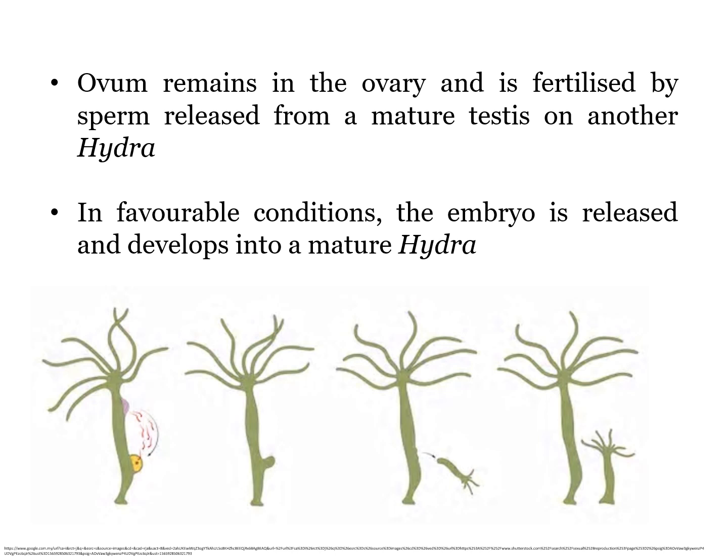Sexual reproduction happens when the sperms that are formed in the testes are matured and then released and fertilize the ovum in the ovary. Sperms may be released from the testes of the same individual or other individuals of hydra. After fertilization, embryo is released and developed into a mature hydra.